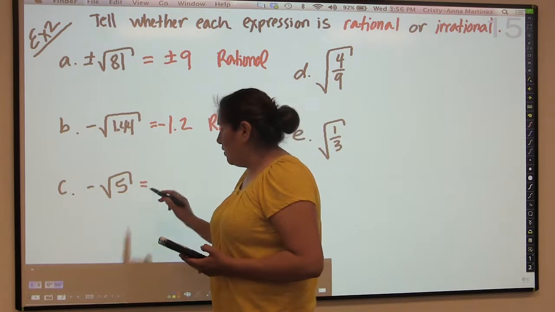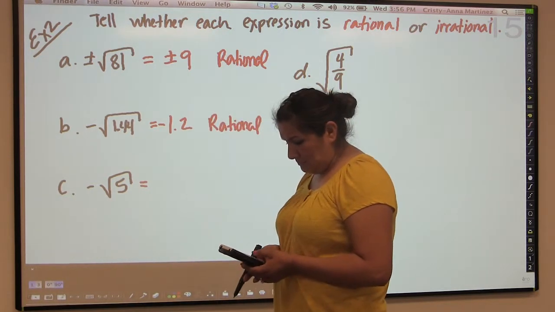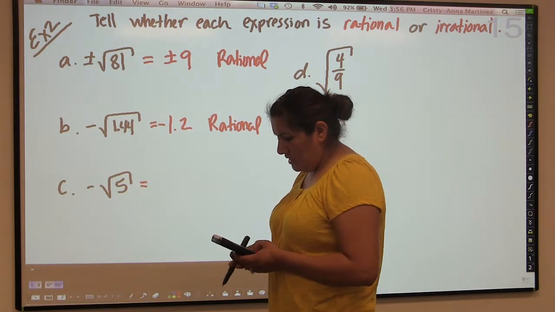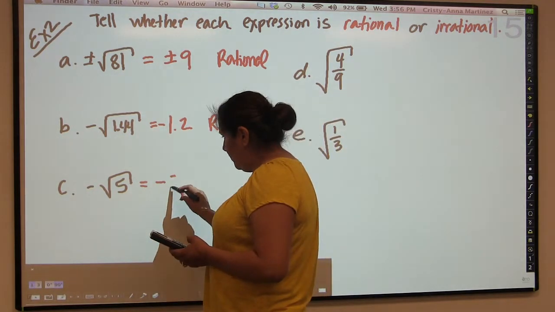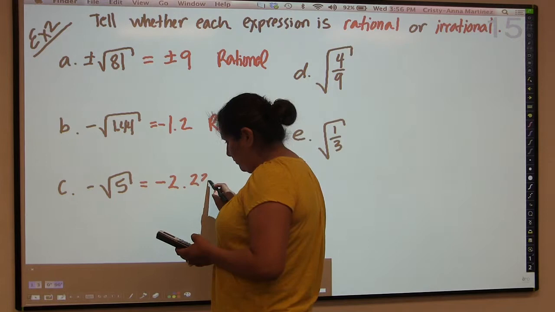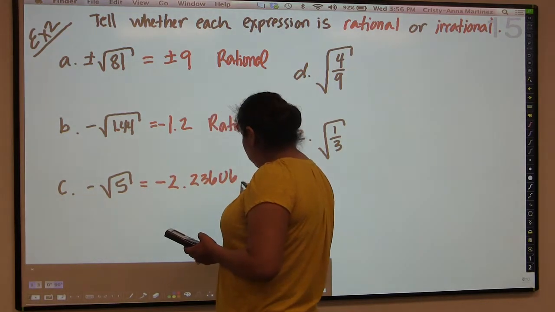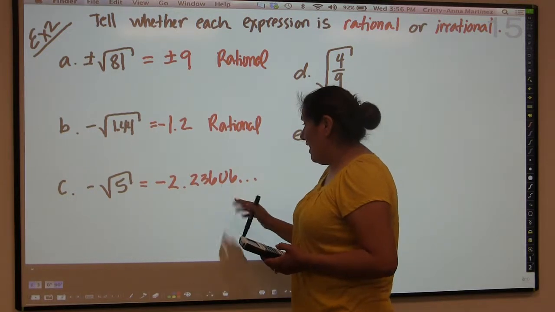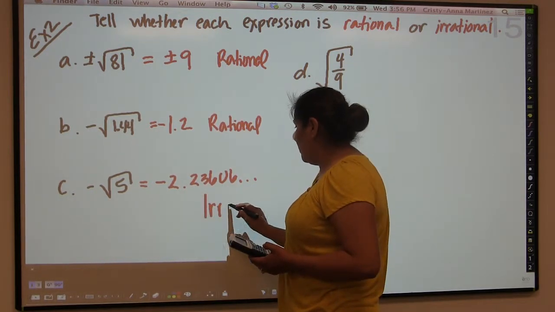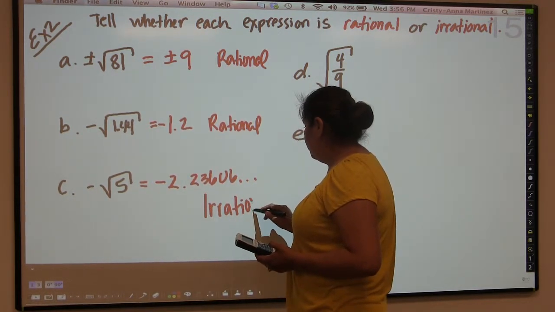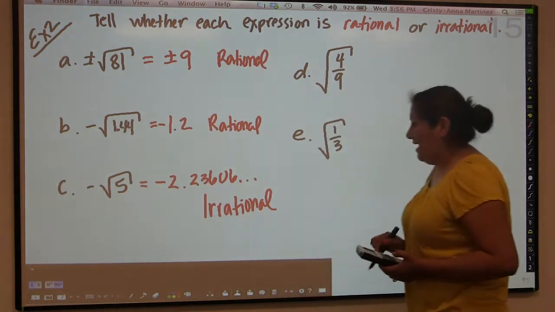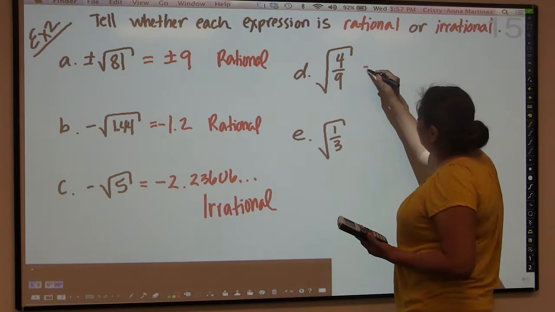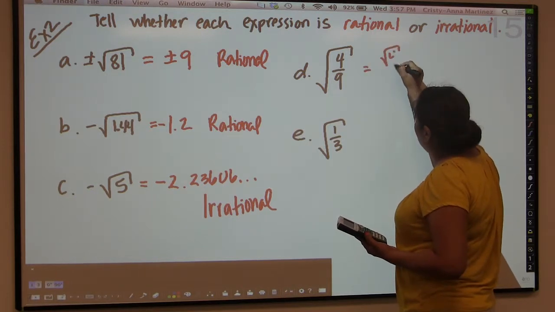And then we go to the square root of 5, so we're going to put negative square root of 5, not 2, 5. And you're going to get negative 2.23606, and it just keeps going. And you'll notice that it just keeps on going forever, and there's no pattern. This is considered irrational. A decimal that has no pattern and keeps on going. So that's irrational.